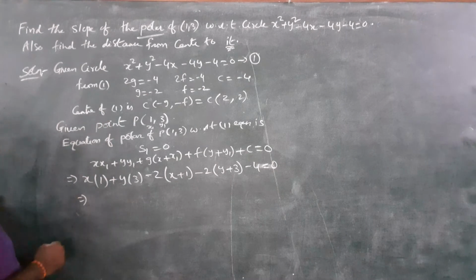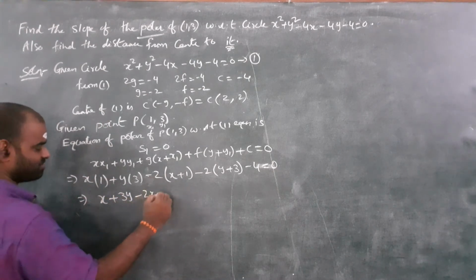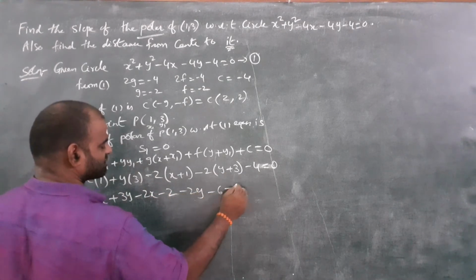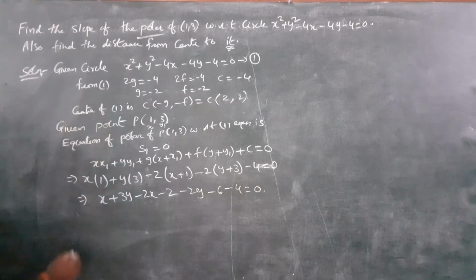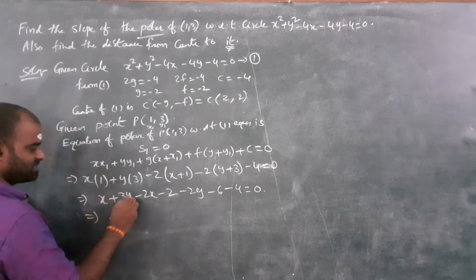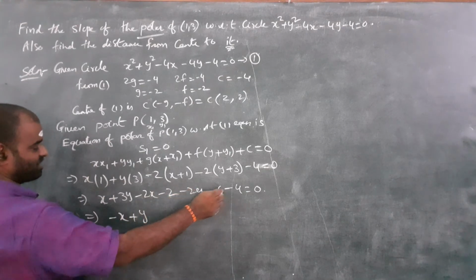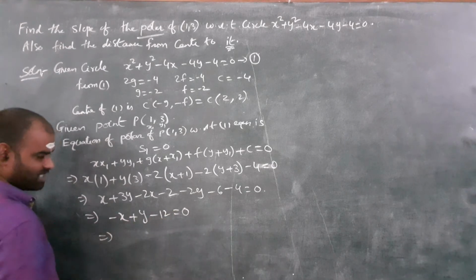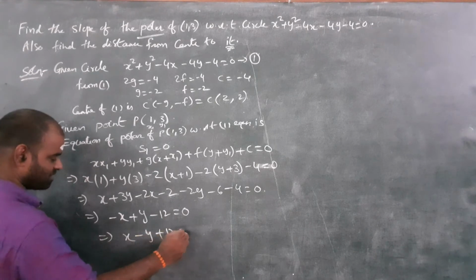So if we multiply, x plus 3y minus 2x minus 2 minus 2y minus 6 minus 4 equal to 0. So implies x minus 2x is minus x, 3y minus 2y is plus y, and minus 2 minus 6 minus 4 is minus 12, equal to 0. So you have to multiply throughout the equation with minus: x minus y plus 12 equal to 0.